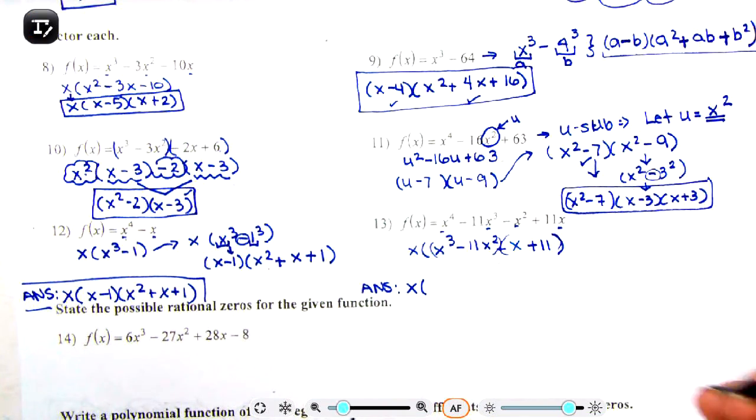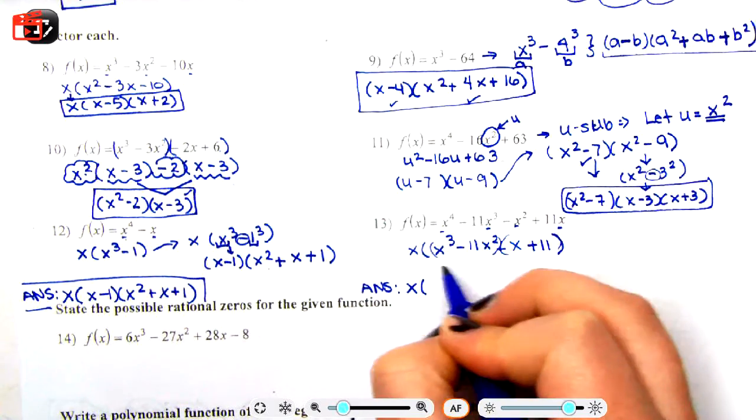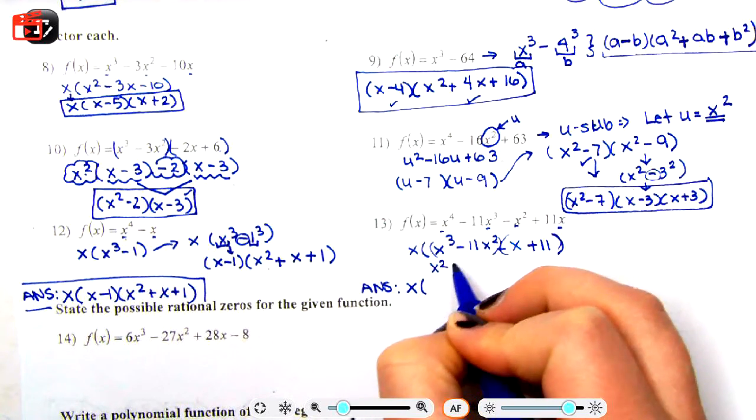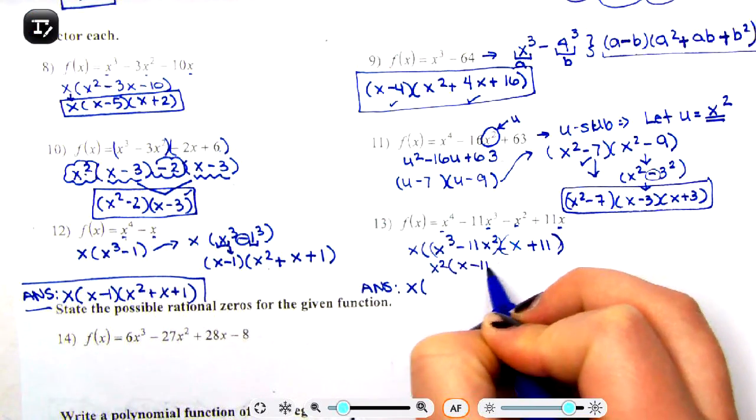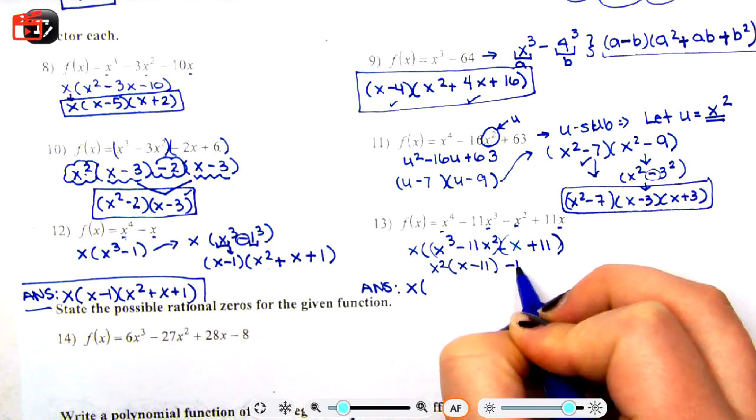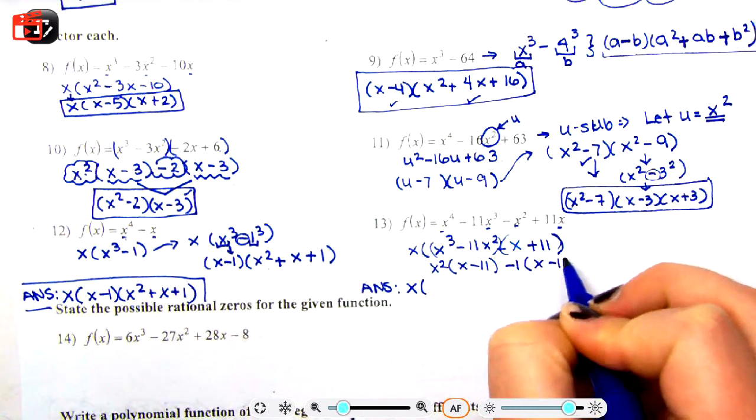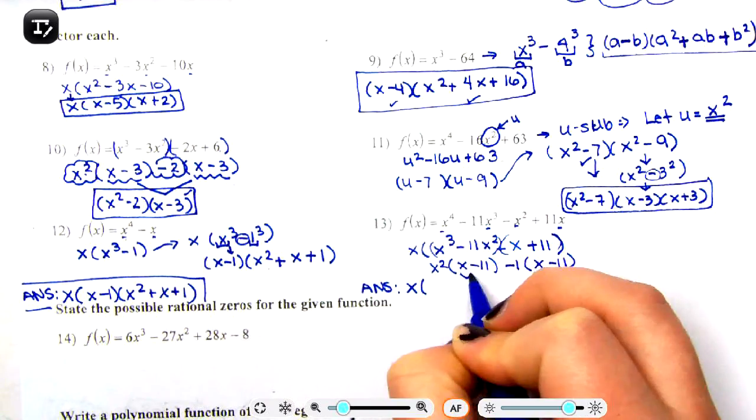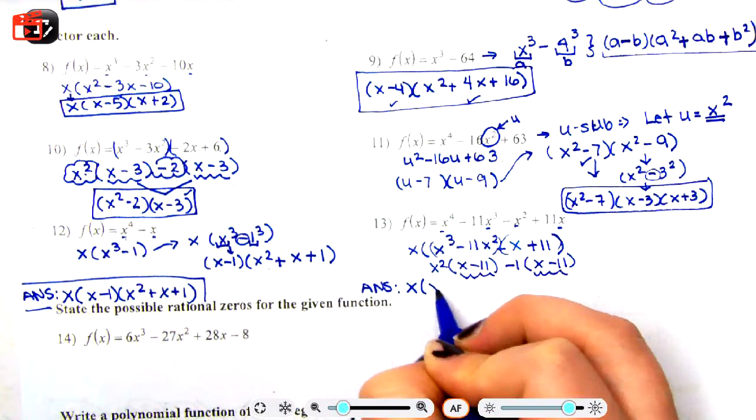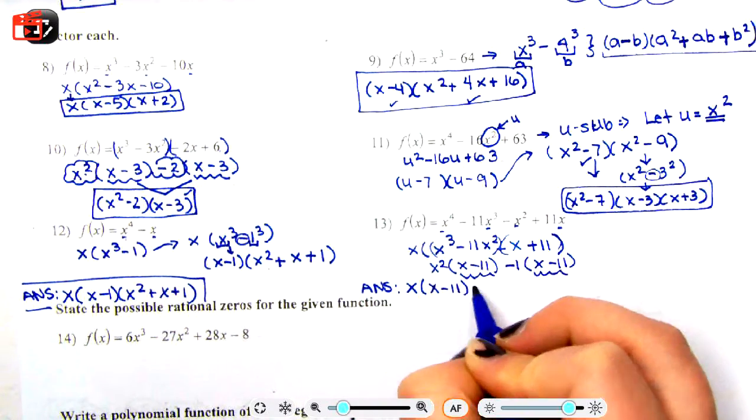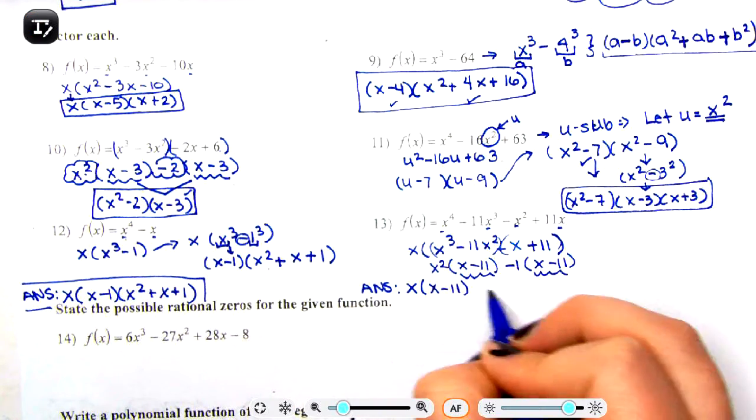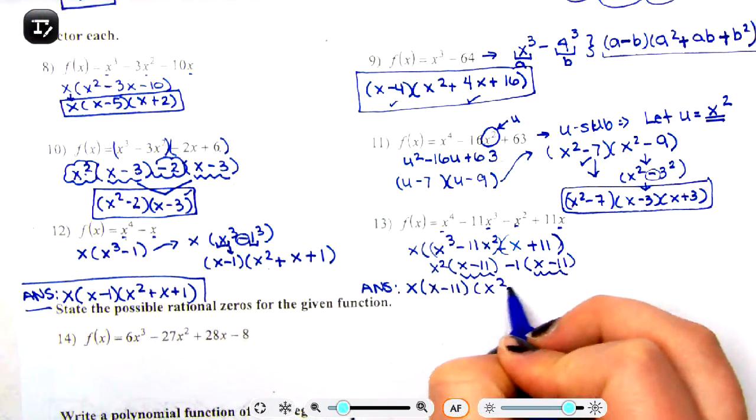So I'm going to say, here's my x. In here, I can pull out an x squared. So I'm left with x minus 11. And then I'm going to pull out a negative 1, and I have x minus 11 here, which, again, I'm very happy that grouping works. So in my answer, I'm going to write x minus 11 one time. And I'm going to write x squared minus 1.